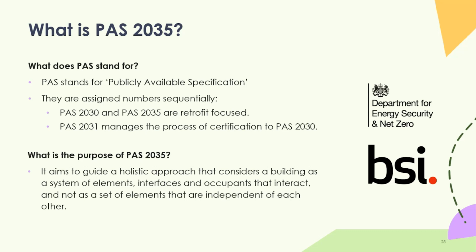PAS 2035 was first published in, I think, 2019, and there's just been a revised version, although that version has now been phased out. The revised version was published in 2023, and that's the most up-to-date and current one. It basically outlines a process for how retrofit projects should be managed and delivered. It requires certain people to come in at different stages, and we'll have a look, possibly on the next slide, at what that looks like.